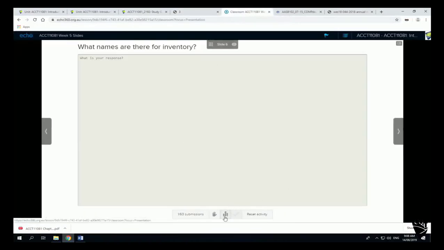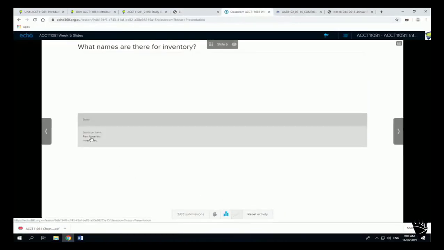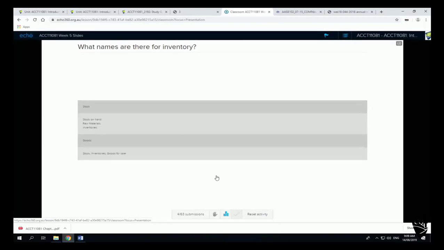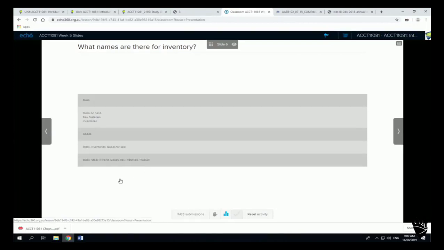Let's have a look. Got one person offering. So stock on hand. Oh, good. Raw materials. Inventories, goods. Yep. So raw materials. What other terms might you, well, what terms come to mind when you think of raw materials? Stock, inventories, goods for sale. Yep. These are all different names of inventory. So stock in hand, goods, raw materials, product.